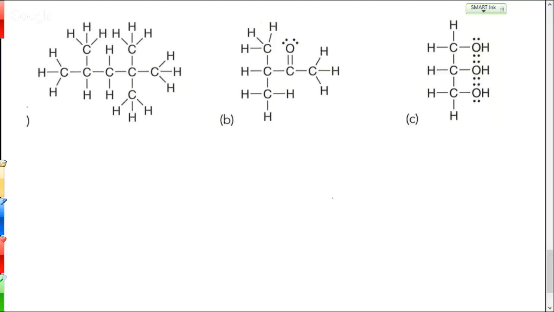This first one, I would look across the middle and say it looks like about 5 carbons across the middle. So 1, 2, 3, 4, 5. Then there's 1 more coming off the second from the left and 2 coming off the second from the right. Something like that.